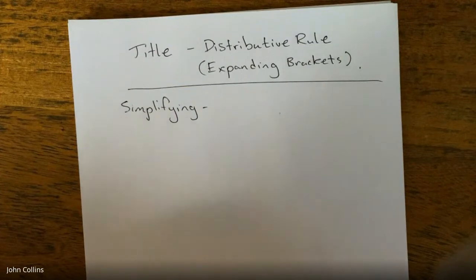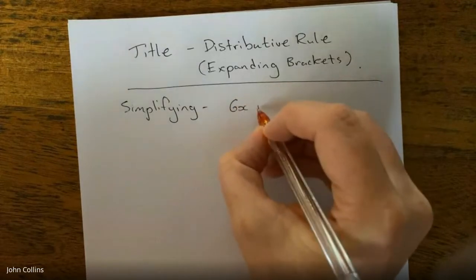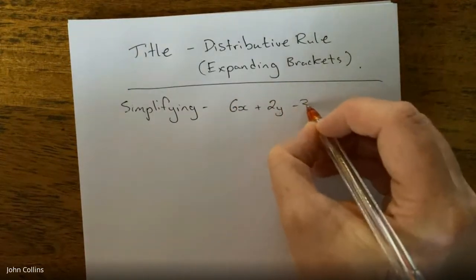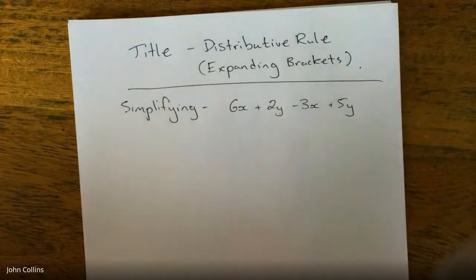Simplifying algebra is when you have some like terms, so things that look alike, and then you add them together, like adding apples to apples and oranges to oranges. So an example of that would be if I have 6x plus 2y minus 3x plus 5y. If I want to simplify this algebraic expression into its simplest form, I can combine some of these terms, but not all of them. Because when I'm adding and subtracting in algebra, I can only add and subtract like with like.